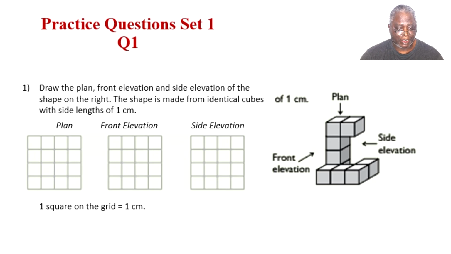Right. 1 square on the grid is equal to 1 centimeter. And there is the shape you need to draw. Look at the plan, look at the front elevation, and look at the side elevation.